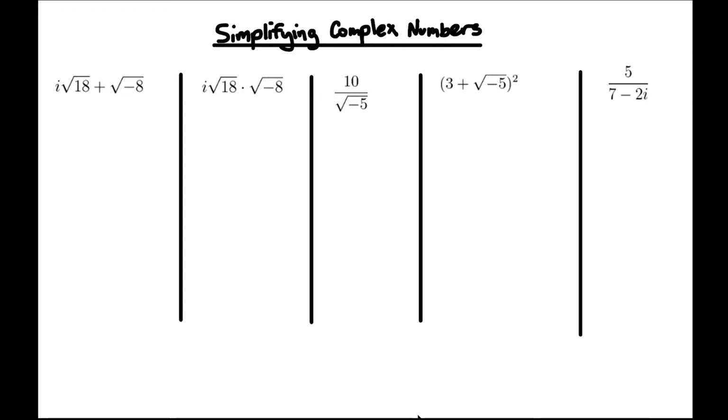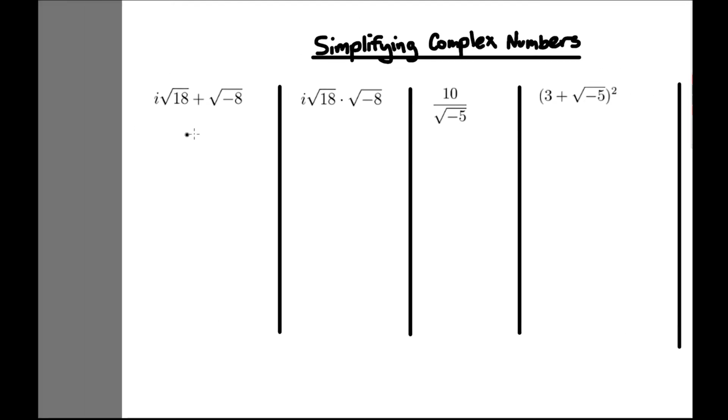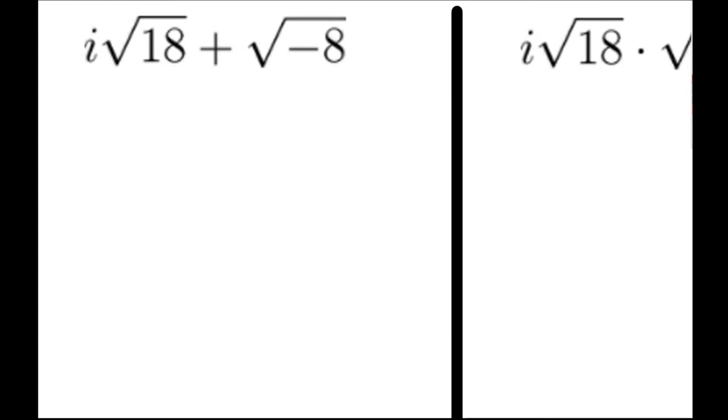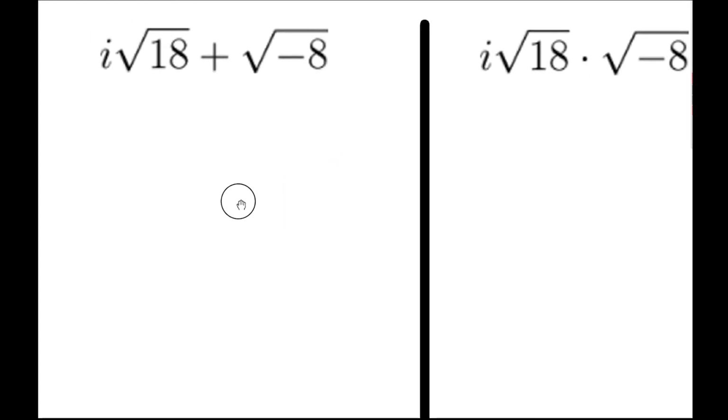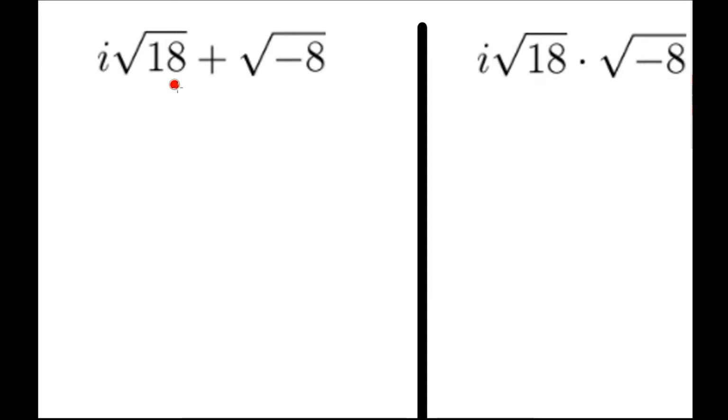About simplifying complex numbers. So this first one right here, it says i times the square root of 18 plus the square root of negative 8. I'm going to zoom in here. What you kind of have to do for this is, first, we're going to simplify this radical here. So it's going to be i times, and the perfect square to pull out of there is 9.